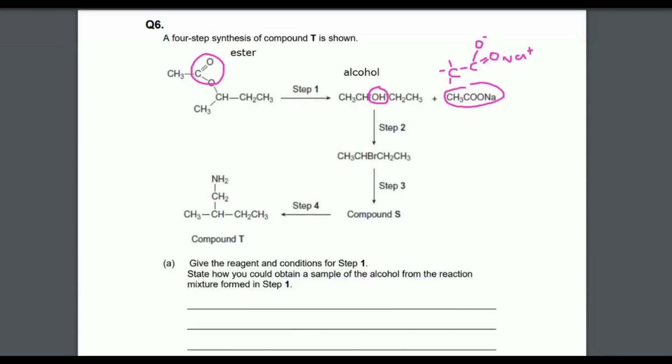So it says, state how you'd obtain a sample of the alcohol from the reaction mixture. First of all, give the reagent. Well, look, there's a sodium ion added to the carboxylic acid in the ester. So we'd need sodium hydroxide. This is actually called base hydrolysis, because we're using a base. Now, what condition do you use for base hydrolysis? Well, you use reflux. Okay, so that's the method you need to know.